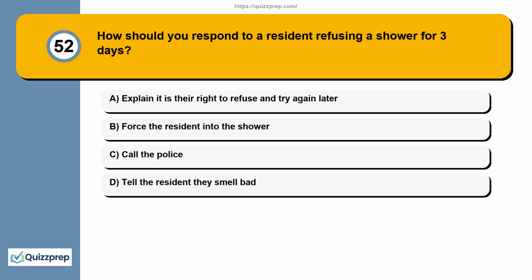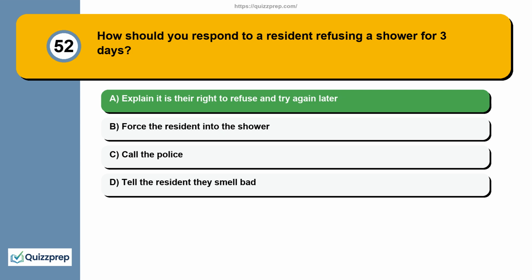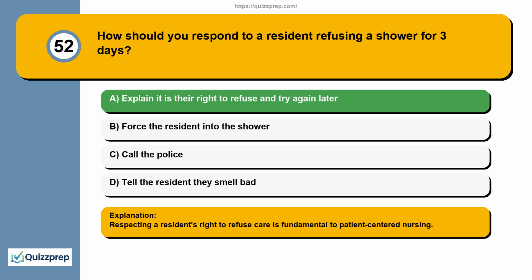Question 52. How should you respond to a resident refusing a shower for 3 days? Explain it is their right to refuse and try again later. Force the resident into the shower. Call the police. Tell the resident they smell bad. Respecting a resident's right to refuse care is fundamental to patient-centered nursing.